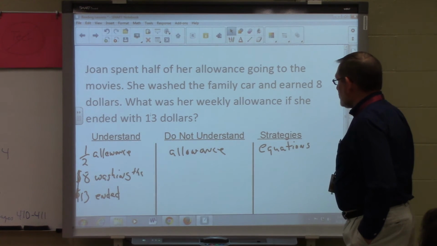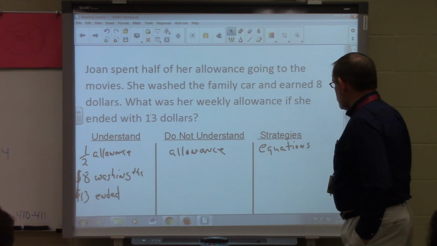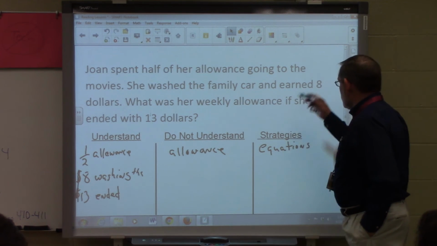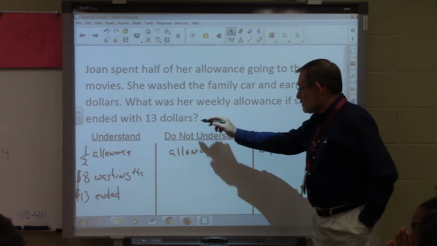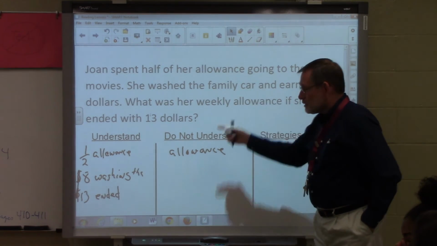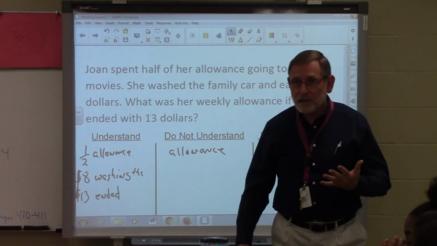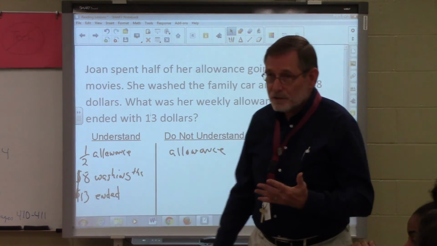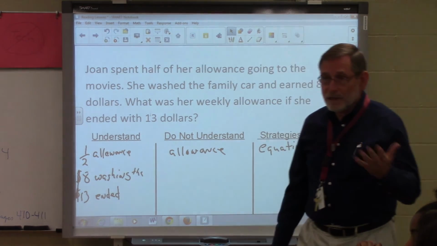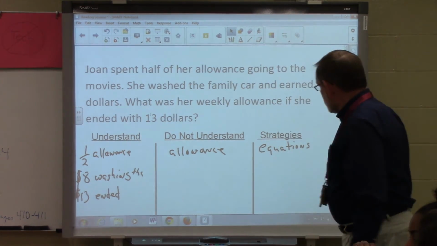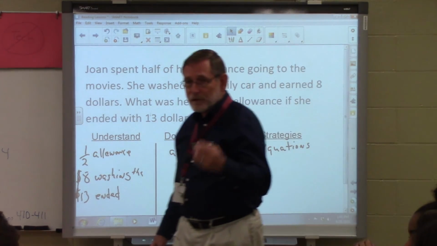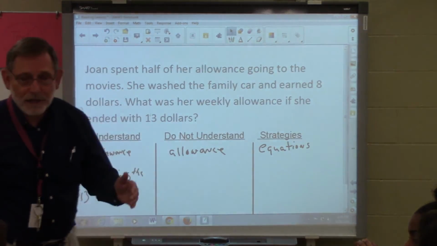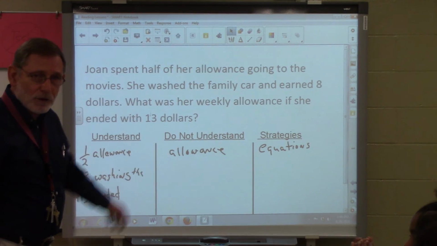Okay, that makes sense, Ben, that's the math of it. So she had $13 after she earned the $8, which means that before she earned the $8, she had $5. That was half of her allowance. So her allowance would be 2 times 5, or $10, right? So the strategy is to come up with the right question. You're thinking through it very well here. That is your strategy, and that's how you would apply it to a word problem.